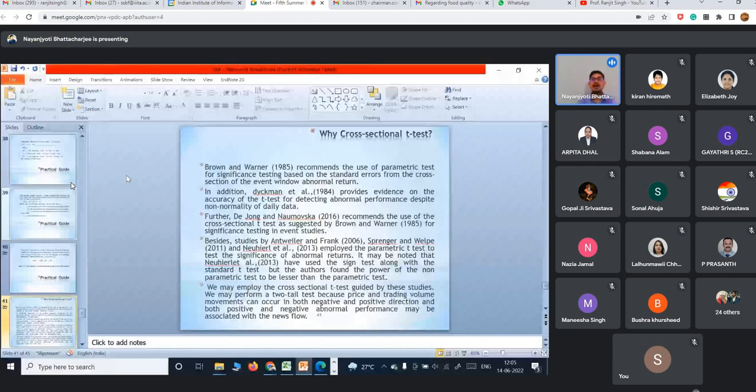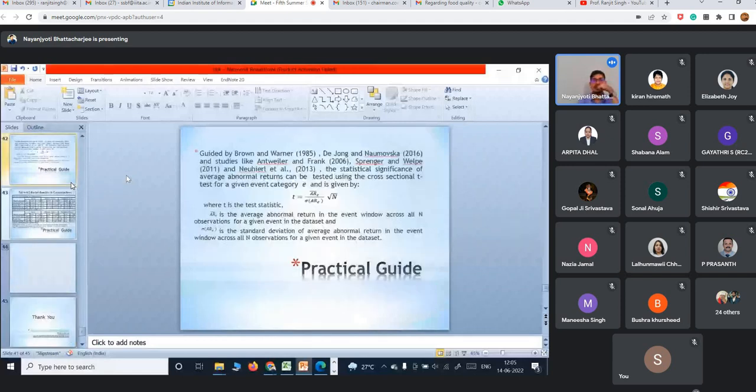Okay, so how can this cross-sectional t-test be done? It is represented by the equation as given here, where T is the test statistic, the numerator AR is the average abnormal return in the data set, divided by the standard error of these abnormal returns in the event window across all n observations.